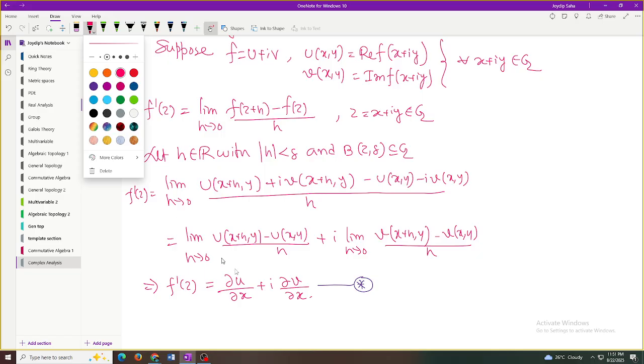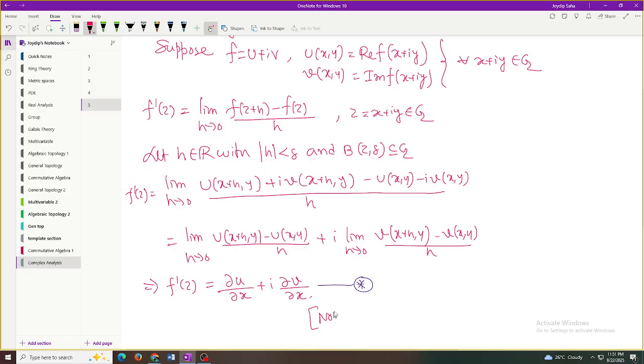Okay, just I write here, note that both limits exist since f is differentiable. Both limits mean u and v are differentiable at z.